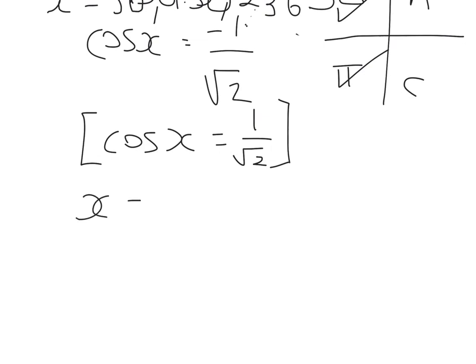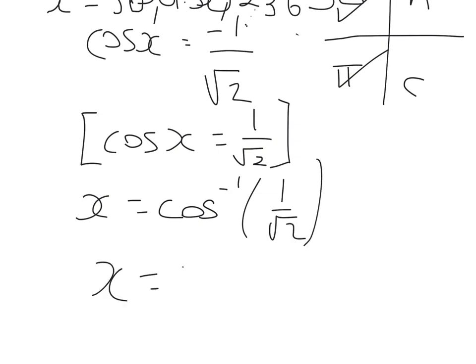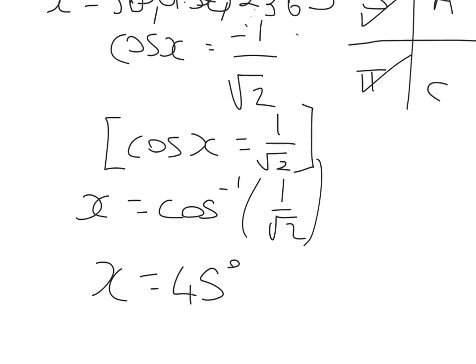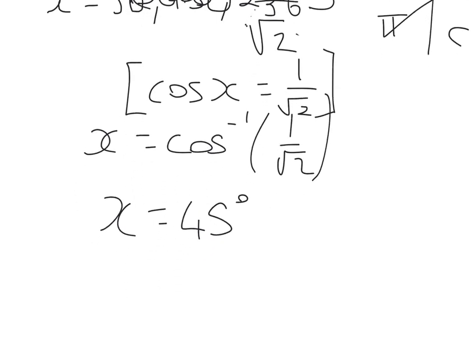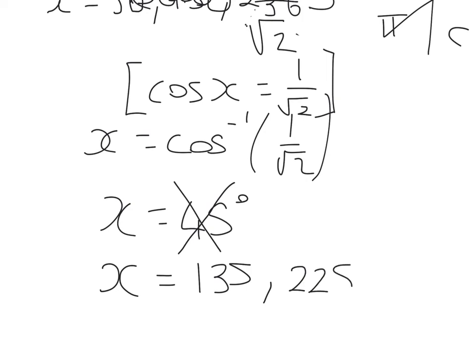So x equals cos inverse 1 over root 2. If we put that into the calculator, we'll get 45 degrees. Now, since we're not in the all quadrant, we're in the sine and the tan quadrant, that's not a solution. But we are in the sine quadrant, which is 180 take away 45, 135. And we are in the tan quadrant, which is 180 plus 45, and that's 225 degrees.